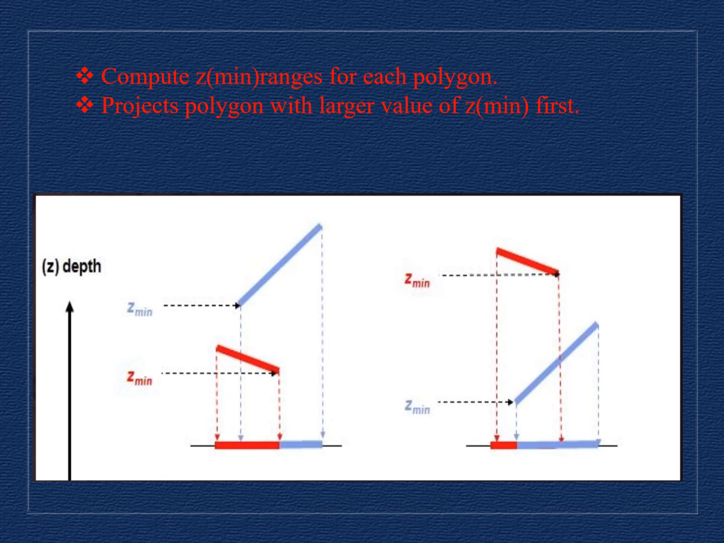Let's see this diagram to understand the projection of objects on a 2D plane. In the left diagram, the projection of the blue line is plotted first as it is farthest from the screen. Then the red line is plotted over the blue line so that the blue line becomes overlapped or hidden by the red line. Now see the right diagram: the projection of the red line is plotted first as it is more distant from the screen. Then the blue line is plotted over the red so that a part of the red line is hidden by the blue line.